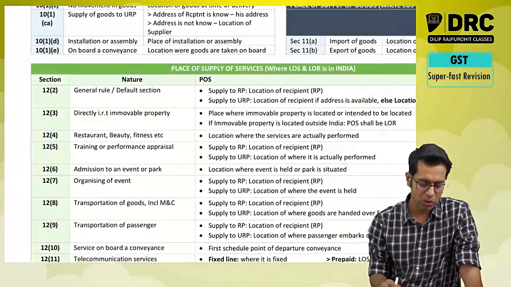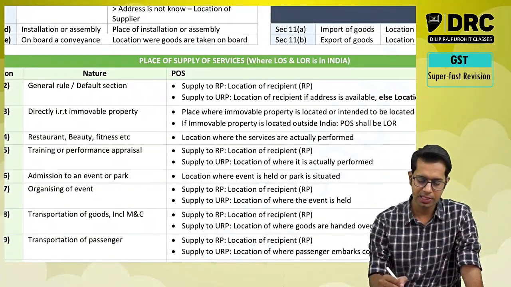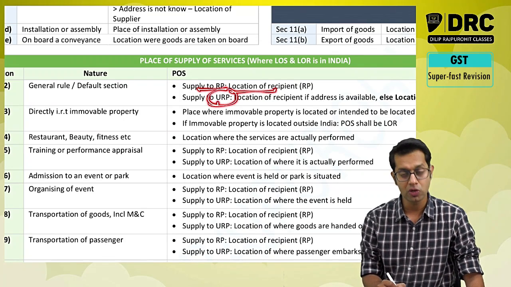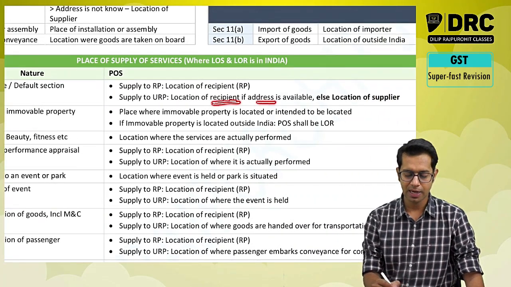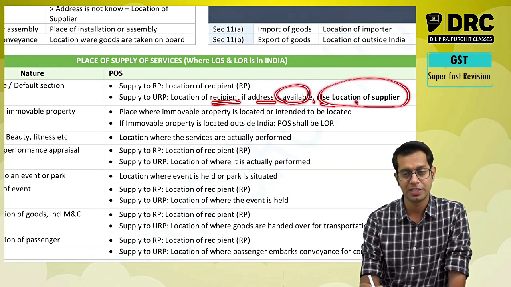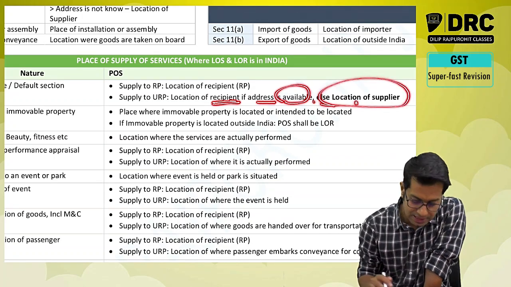Section 12 subsection 2, general rule or default rule, says where the supply is made to a registered person, the location of the registered person will be taken as place of supply. Where the supply is made to an unregistered person, if the recipient's address is available, then the location of that recipient will be taken as place of supply. If location of recipient is not available, then the location of supplier will be taken as place of supply.